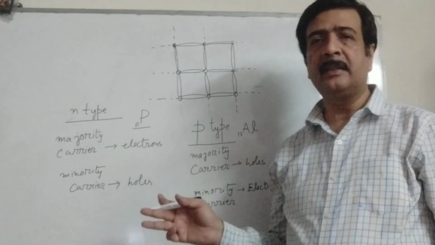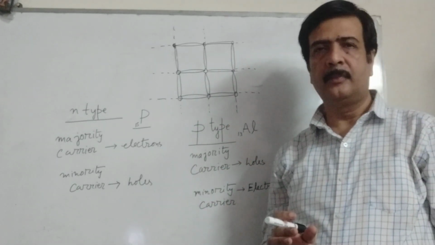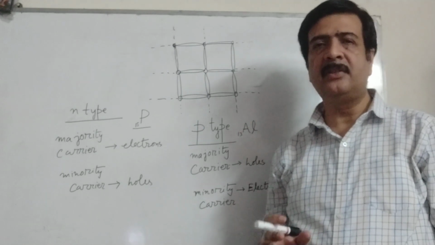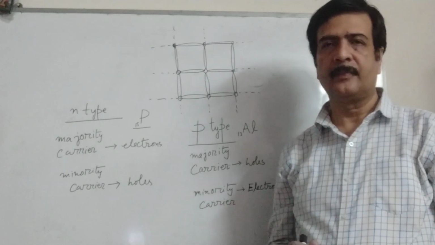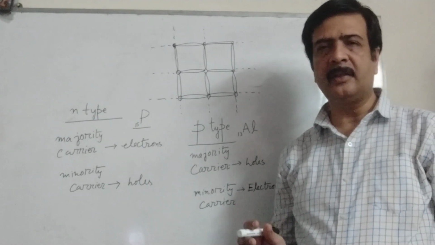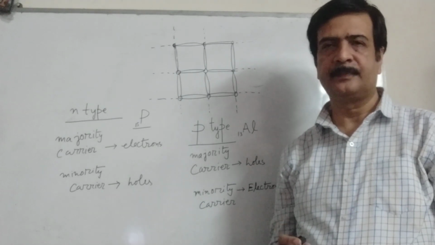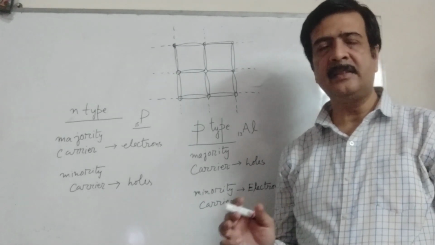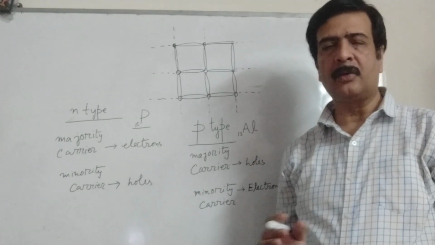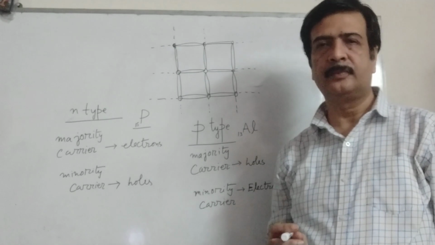Now semiconductors are of two types. One type is known as intrinsic semiconductor. Intrinsic semiconductors are those where the conductivity depends only on temperature. And in extrinsic semiconductors, the conductivity depends on temperature and also on the doping.